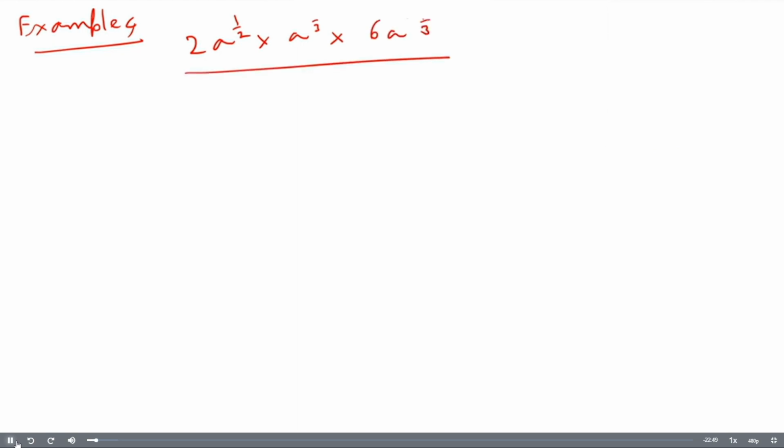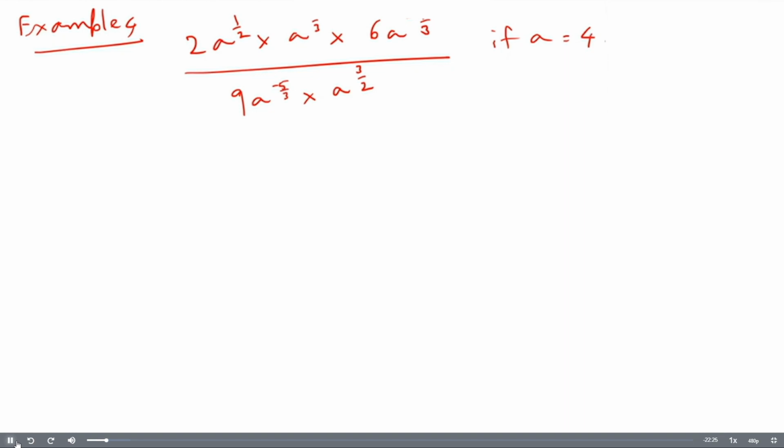Next example. Example 4. Simplify 2a to the power 1 by 2 into a to the power 2 by 3 into 6a to the power minus 7 by 3, by 9a to the power minus 5 by 3 into a to the power 3 by 2. Simplify this if a is equal to 4. Okay, first we have to simplify this to the simplest form.